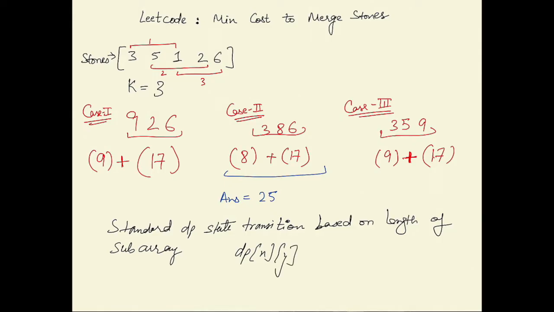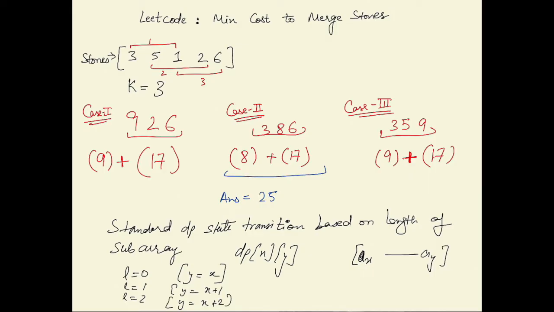where dp[x][y] stores the minimum cost to merge stones for the subarray indexed from x to y, that is the subarray a[x] to a[y], and we start with length 0, that is when y is equal to x, and we keep on increasing length slowly, so then y becomes x plus 1, y becomes x plus 2. So this is a standard technique that is used in many questions.